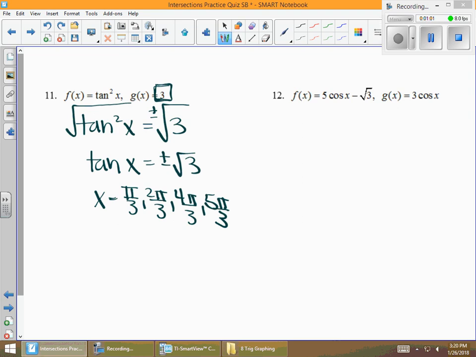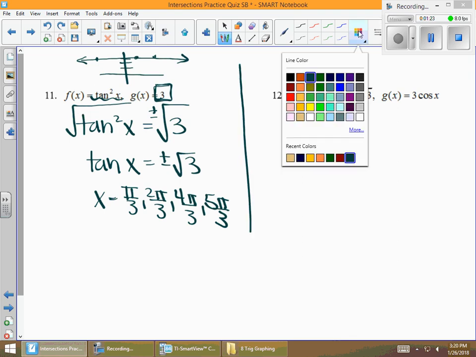Because again, this is where that function, tangent squared, meets up with a line, y equals 3. So the y coordinate there, where tangent squared meets it, is always going to be 3, so you can write out those ordered pairs. All right, last problem.